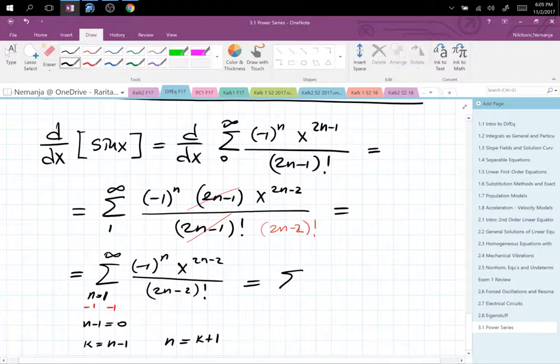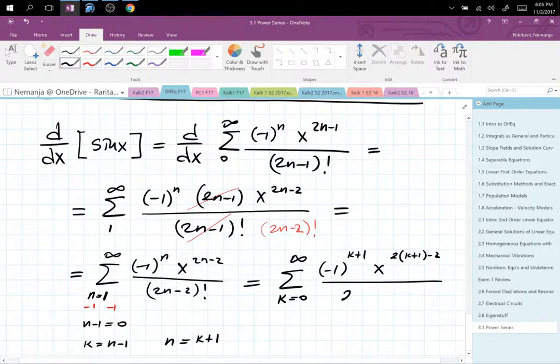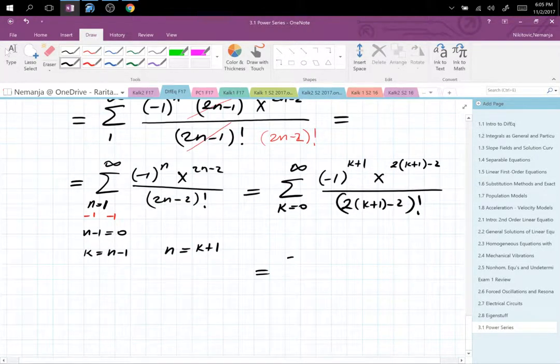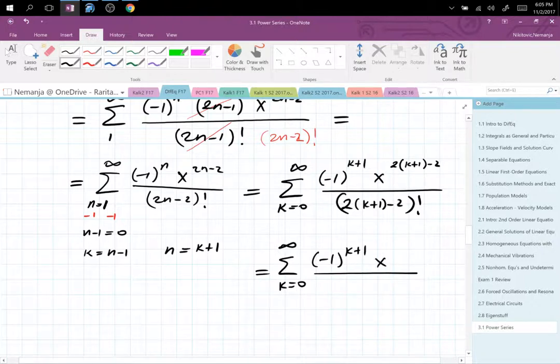So we have the summation of k goes from 0 to infinity, negative 1 to the k plus 1, and then we have x to the 2 times k plus 1 minus 2, divided by 2 times k plus 1 minus 2, everything factorial. And now, when you distribute over here, 2k plus 2 minus 2 is just 2k. And you get the same thing on the bottom. And there's your cosine.